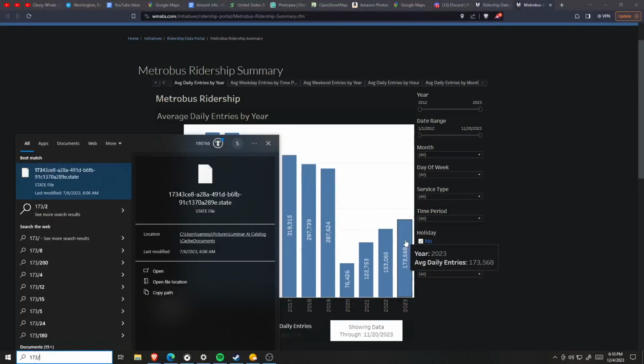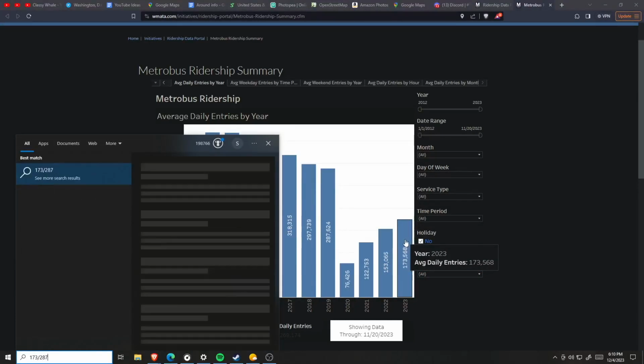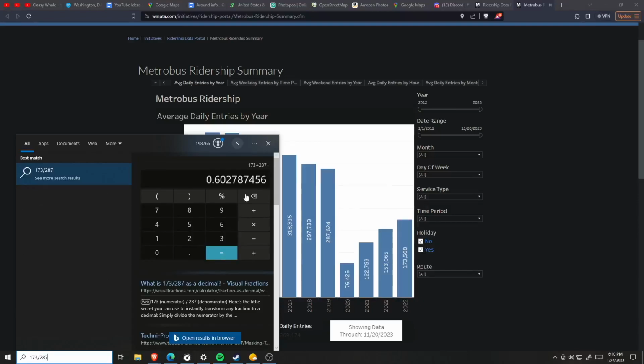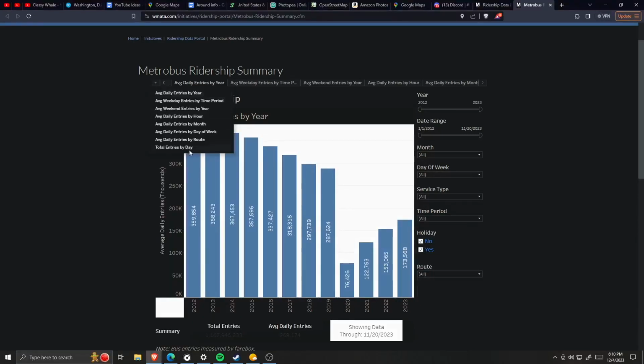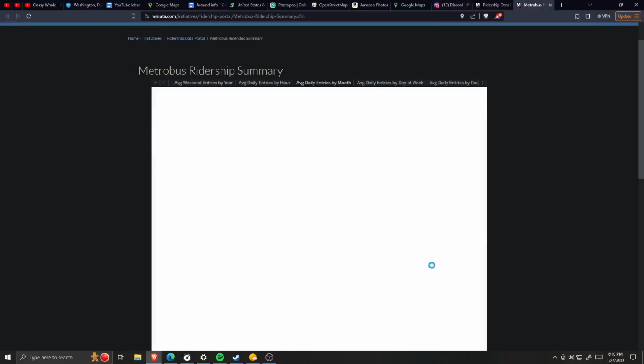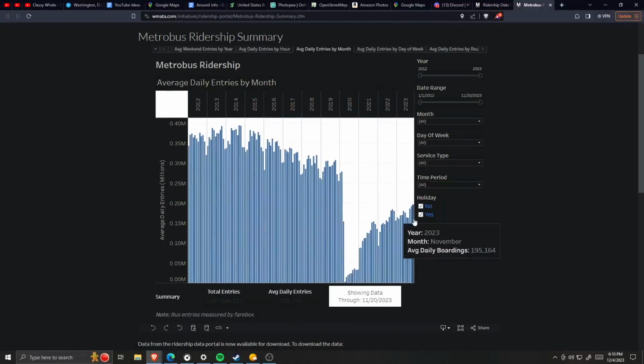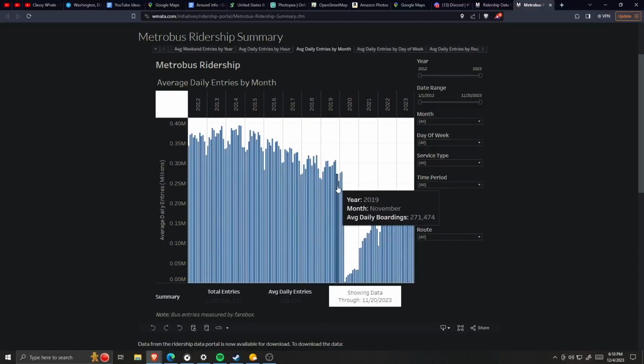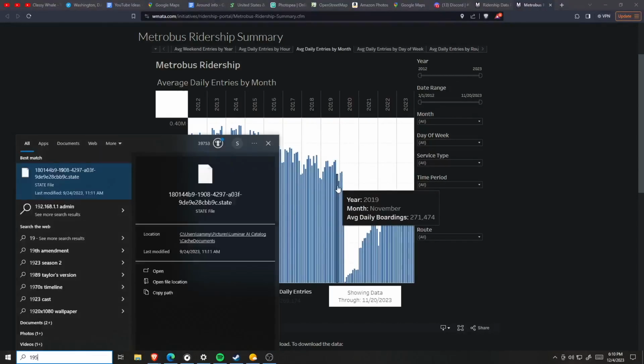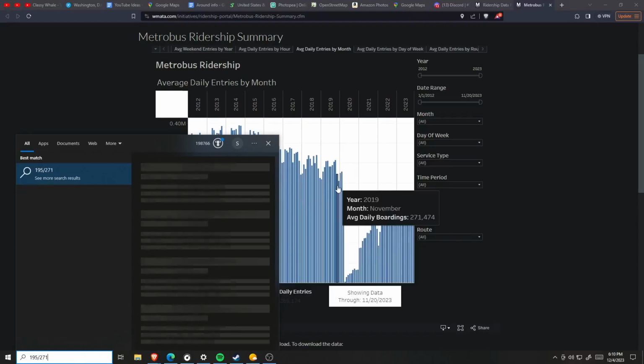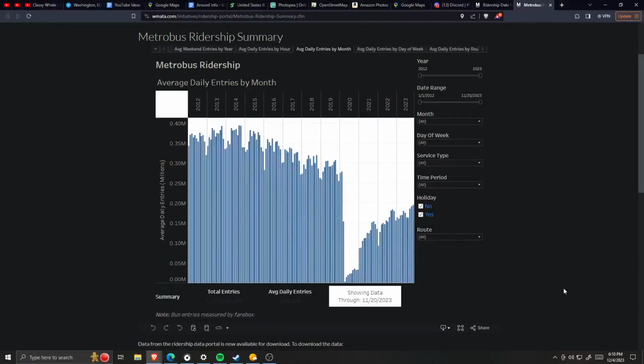So if we want to measure bus ridership recovery since COVID, 60%. So yeah, a bit better. I know if you look at the months, the bus ridership has been doing a bit better. So yeah, 195 and 271. 195, 271. And yeah, 70%. So that is better than the Metro.